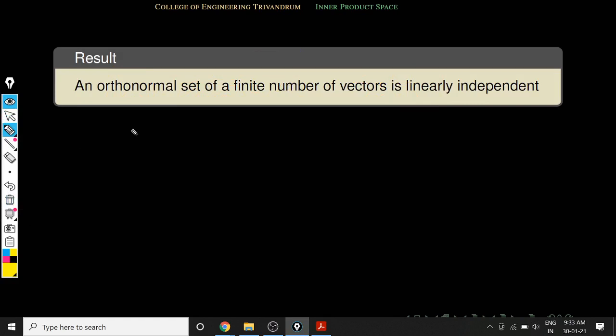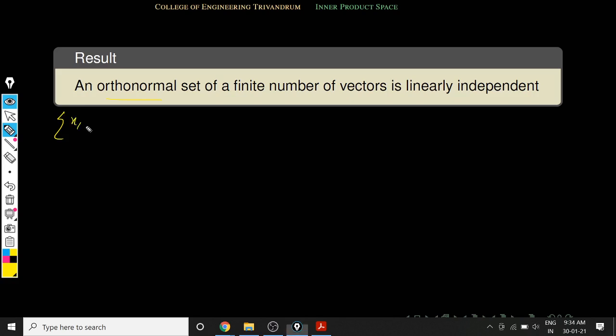Okay, next we consider a result. An orthonormal set of a finite number of vectors is linearly independent. Okay, this is not orthogonal, it is orthonormal. We know what is orthonormal. Orthonormal means orthogonal plus unit. That type of sets are called orthonormal. Okay. The proof is very simple.